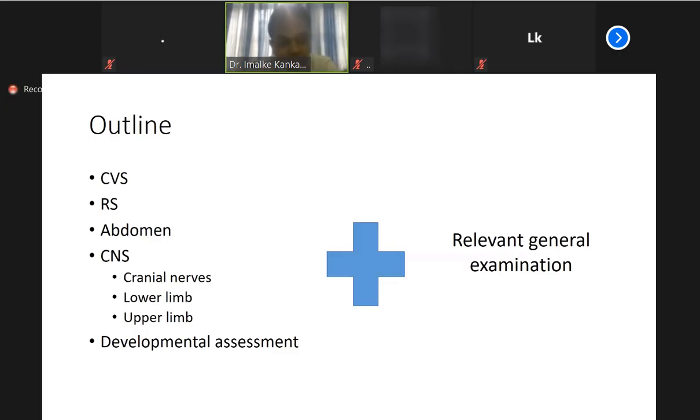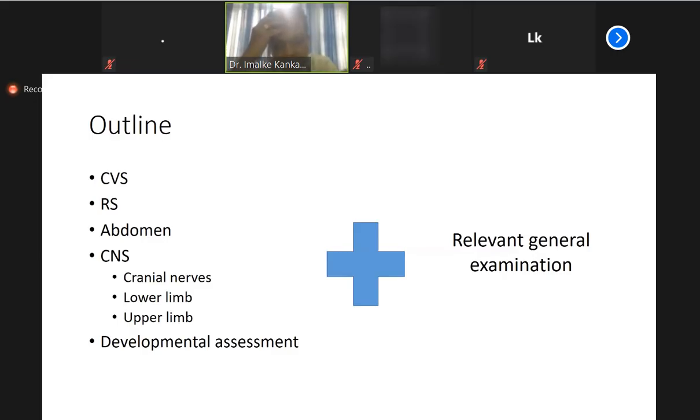But even though I put CNS under three terms like cranial nerves, upper limb and lower limb, sometimes the lower limb examination command may not be CNS relevant as well. Because children with erythema nodosum, children with HSP, children with rickets, we will ask you to examine lower limb. But it's not a neurological examination, but the general examination and the relevant findings.